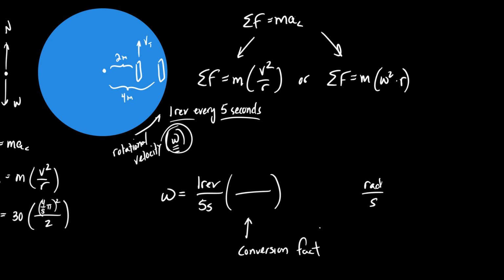Do you guys notice that? So I want to cancel out revolutions. So I need to put it in the bottom of the fraction. What do I want to be left with? What do I want to convert to? Radians. So I put radians in the top of the fraction. Now I need a conversion fact. I need the number of revolutions per radian or the number of radians per revolution. Do you have a conversion fact?